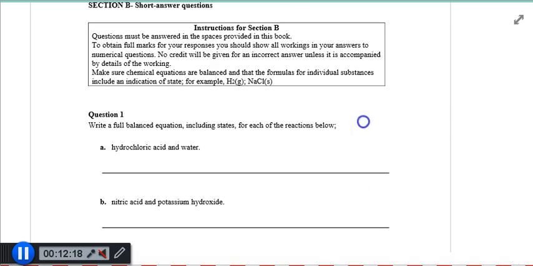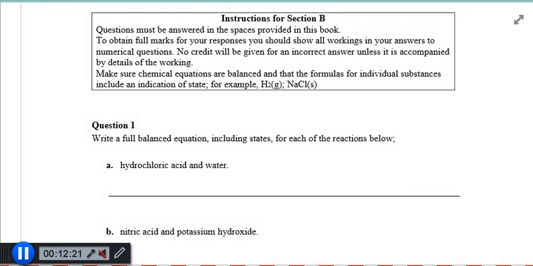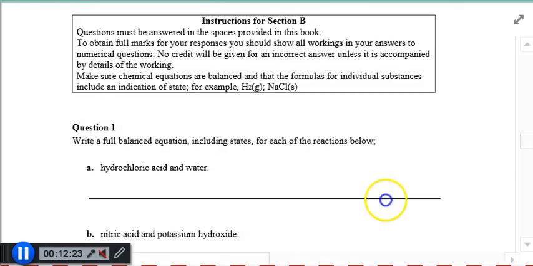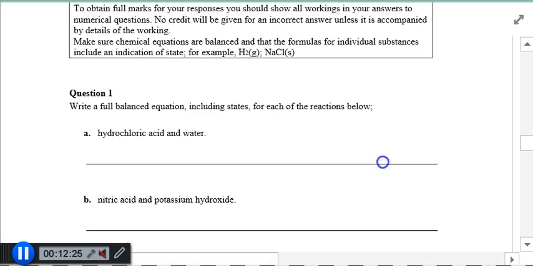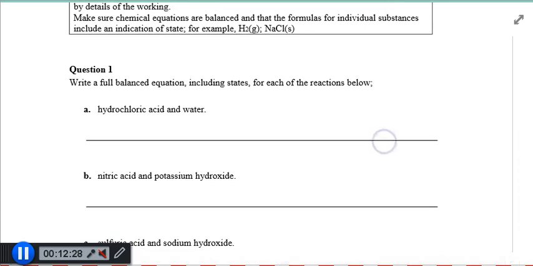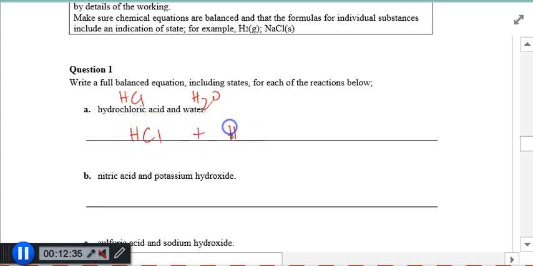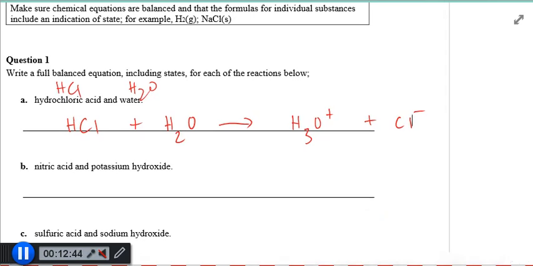So that's multi-choice. Of course, there'll be a tricky question in multi-choice somewhere. On to short answer. Write a full balanced equation, including states, for each of the reactions below. So HCl and water: HCl plus H2O makes H3O+ plus Cl-, I suppose. You can combine H3O+ and Cl- together. I don't know if that really makes sense or is necessary, so I'll just leave it like this.